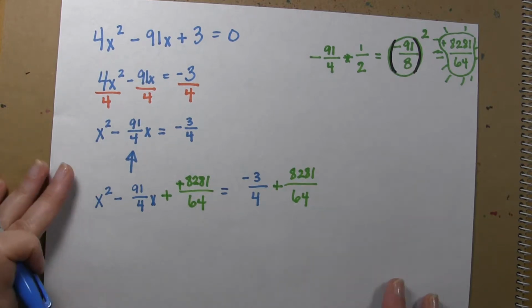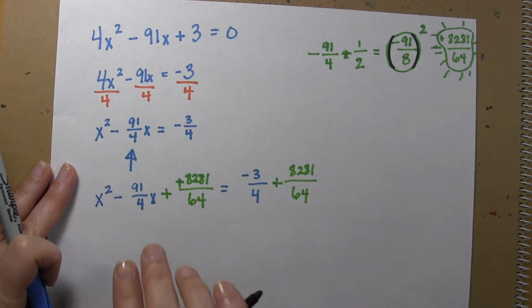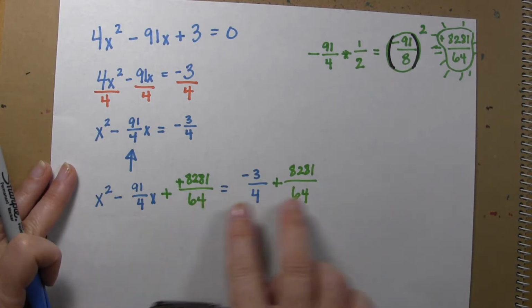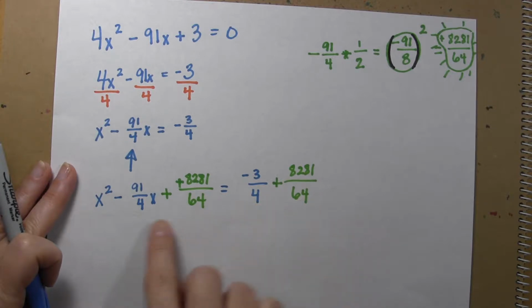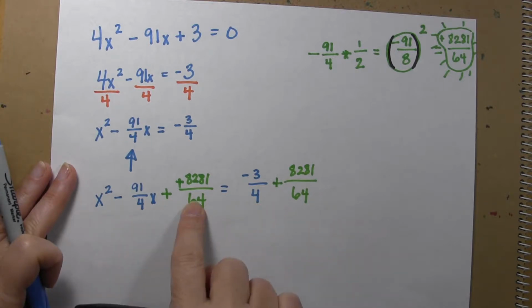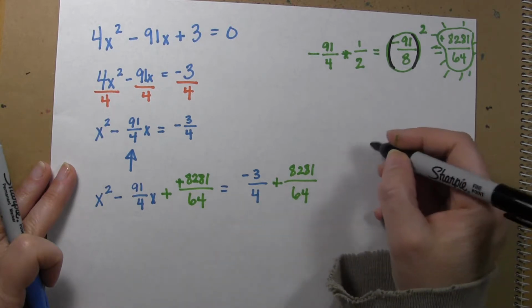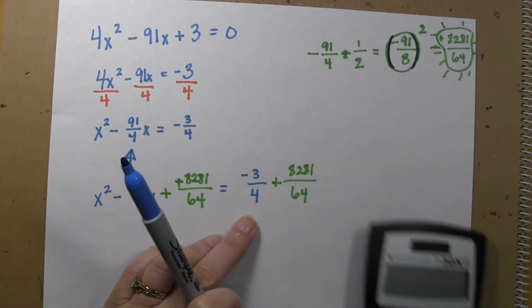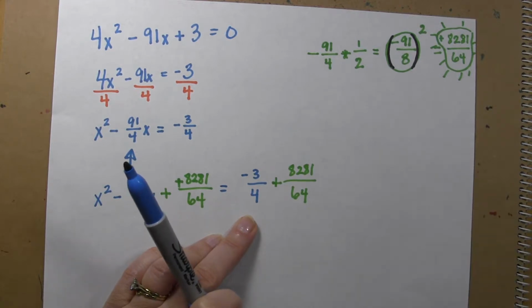Okay, so now we have to try to combine these two terms. We can't combine these two because this is an x term and this is not. But these two we have to make pretty over here. So let me see, 64 divided by 4, isn't that a regular number? I hope so. Yep, it's 16.